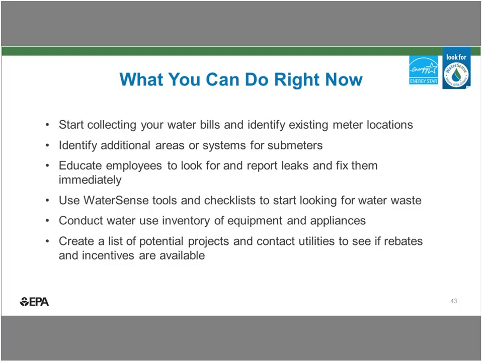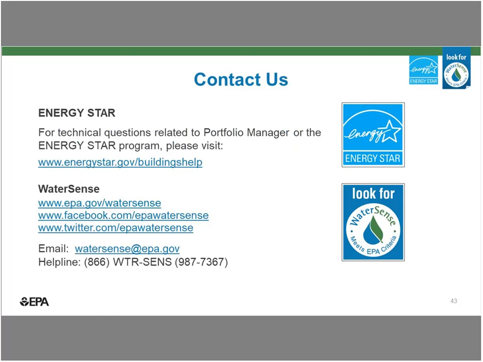You can also use our tools and checklists to start looking for water waste right now if you want, and then start collecting the information on your equipment and appliances so that you can figure out what things to do to improve everything. And then, as I mentioned, rebates and incentives are available from water utilities, energy utilities. So if you're interested in doing a project, you may want to check that out and contact them to see what's available. So for now, I'm going to open things up for questions.